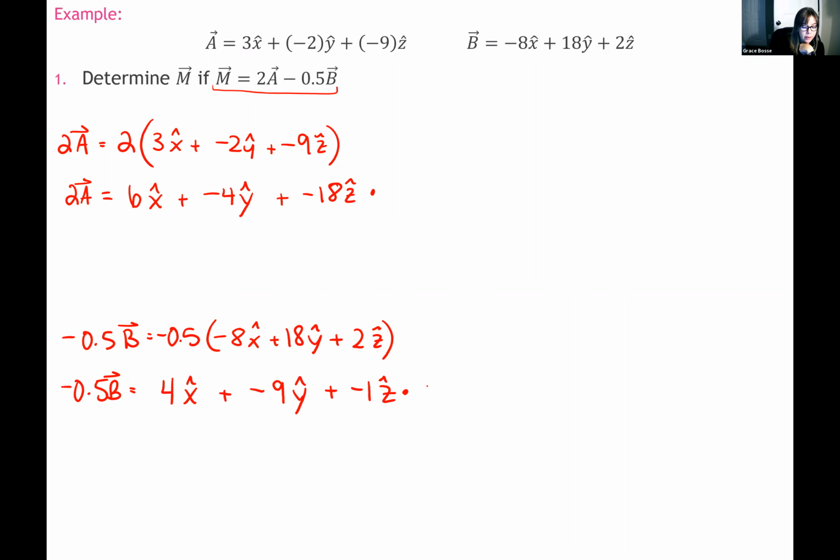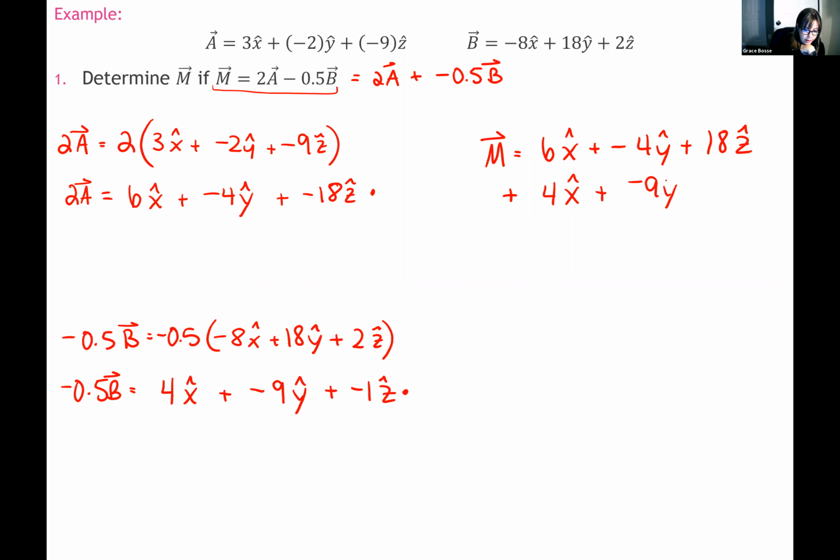Now I'm going to combine them. I want to find vector m, which is going to be 2 times vector a, plus negative 0.5 times vector b. So I can combine these two vectors that I've written in component form. So I have 6x hat plus negative 4y hat plus 18z hat. And to that, I am going to add my negative 0.5 times vector b, which I've already found down here. I have 4x hat plus negative 9y hat plus negative 1z hat.